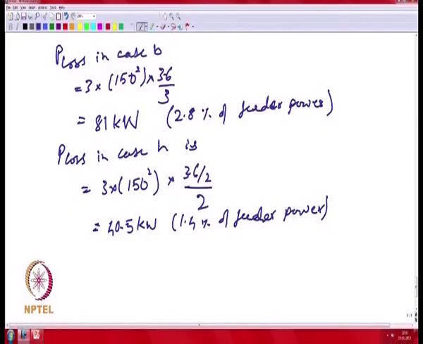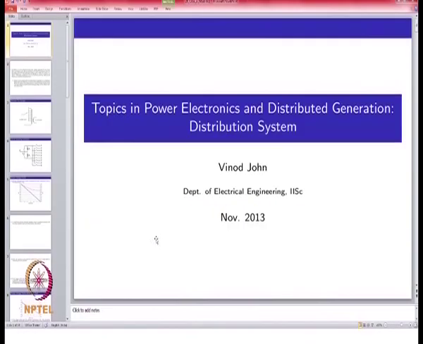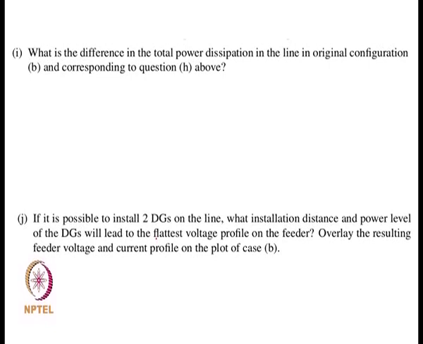So, in the next problem you are asked, if you have now 2 DGs that are installed on this feeder, where would you locate them? And if it is possible to install 2 DGs on the line, at what distance and power level would the DGs lead to the flattest voltage profile on the feeder, and look at the resulting voltage profile.